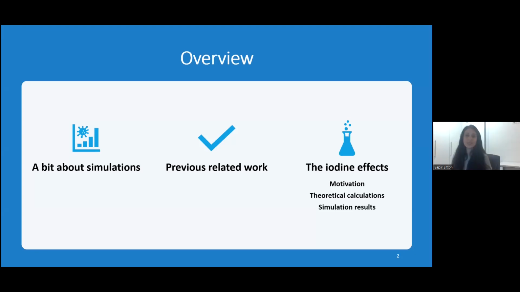Okay, so I'll start with a brief slide on the research process with simulations and how it differs from experimental research. Later, I will talk about previous studies we did on perovskite solar cells and the conclusion that emerged from them. And for most of the presentation, I will focus on our latest research, which deals with the effect of iodine on perovskite solar cells. And I'll skip the perovskite introduction. I believe you are familiar with this material, so I'll jump right into the subject.